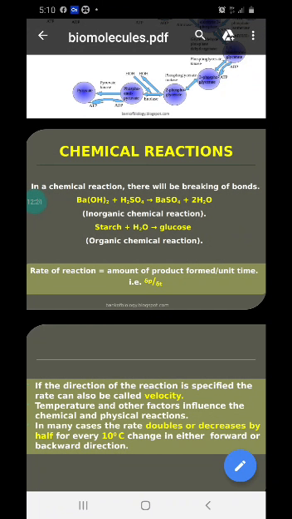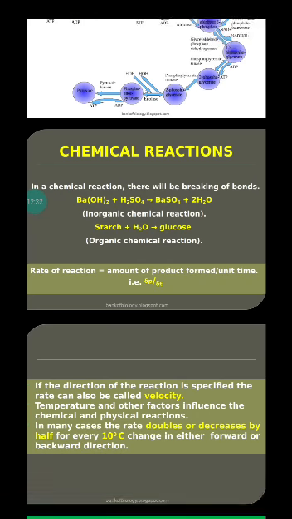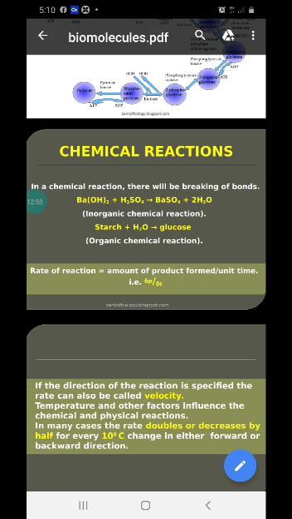Which factors affect the rate of a reaction, children? Temperature, pH, and many other factors affect the rate of a reaction. In many cases, the rate of the reaction doubles or may decrease by half for every 10 degrees centigrade change in temperature, in either the forward or backward direction. For a 10 degree increase, it may double, while in some reactions it may get halved.